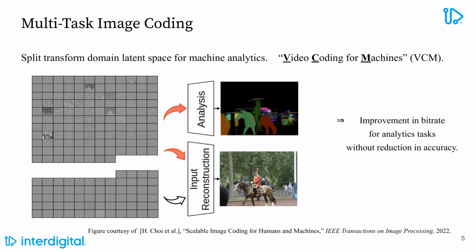In multitask image coding, we may divide the transform domain latent space into multiple parts. This is often referred to in the literature as VCM, or video coding for machines. The first part of the latent space may be allocated to a machine task such as segmentation or object detection. The second part of this latent space may be additionally used for a second task such as input reconstruction. This technique leads to improvements in the bitrate for the specialized machine tasks without sacrificing accuracy.